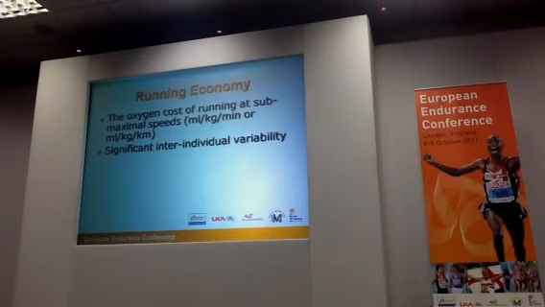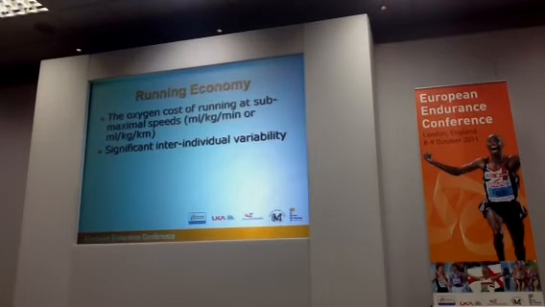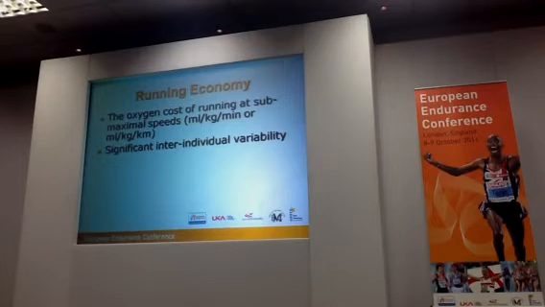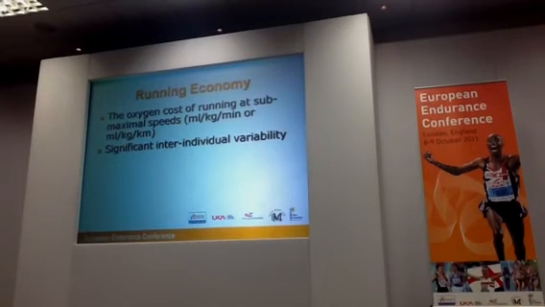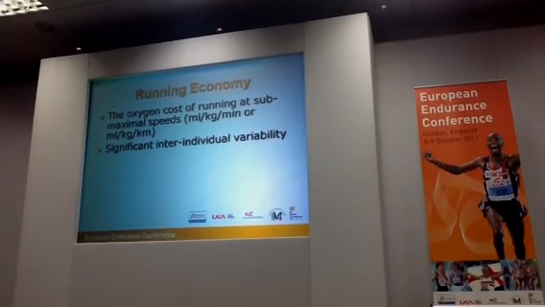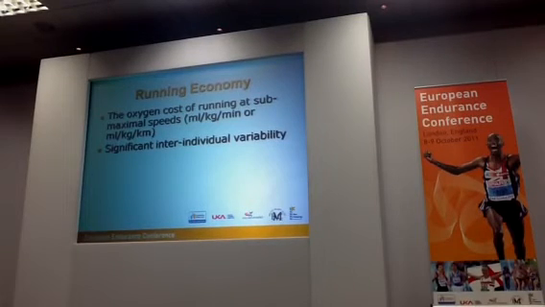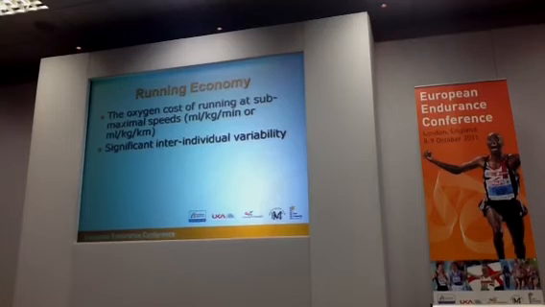We find with running economy that there's really significant inter-individual variability. In cycling, the differences are much less pronounced. So if we have a group of cyclists all going at, say, 200 watts on a cycle ergometer, then the oxygen uptake that we would measure is really quite similar. It wouldn't differ by more than a few percent. But in runners running at the same speed on a treadmill or outdoors, we can see really quite significant differences, 10 or even 20% differences in the oxygen and therefore the energy cost of running.